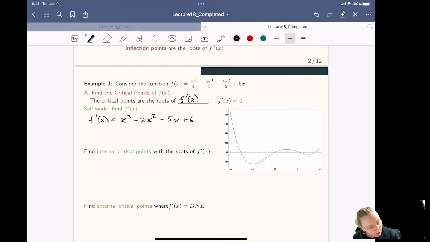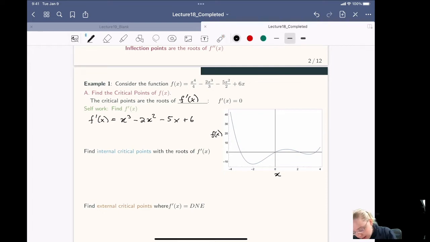Now we have a cubic polynomial, and I've drawn that cubic polynomial here. This is the original function f of x as a function of x, and then we have just found the derivative of this. To find the internal critical points, we need to find the roots of this f prime of x. How do we do that? Well, we don't have an easily usable cubic equation like we do the quadratic equation. So the way to find the roots of a cubic equation is to try to factor the equation.